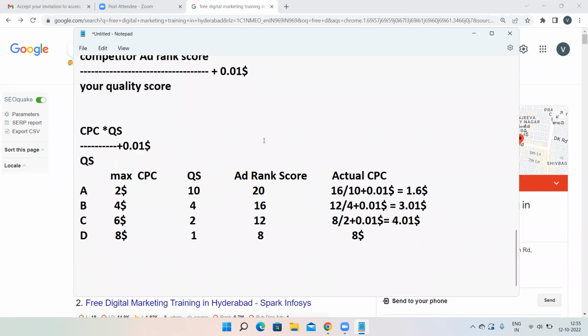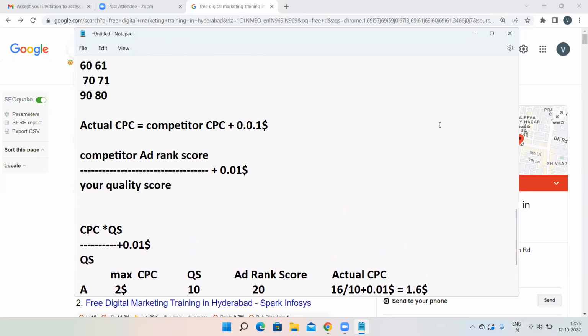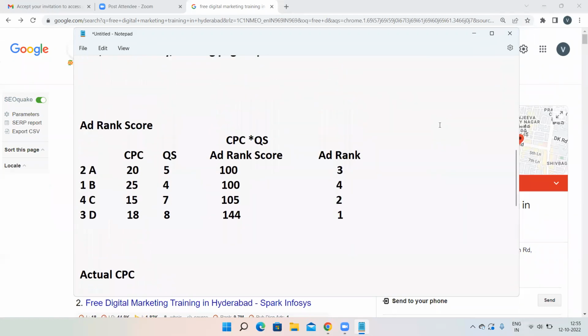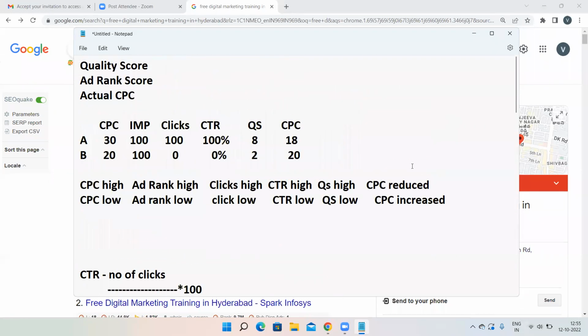And we have derived it over here. So in case you would like to take a screenshot or write it down, please note it down, guys. These tables are important. In future, whenever you have doubts, if you just look at these tables, you will get a clear idea of how exactly Google Ads works.